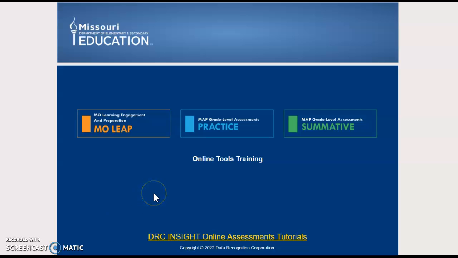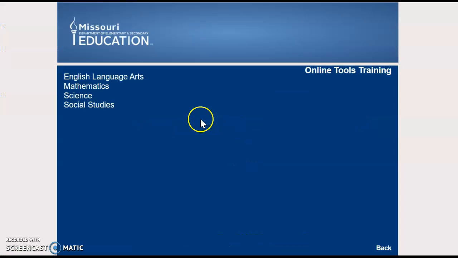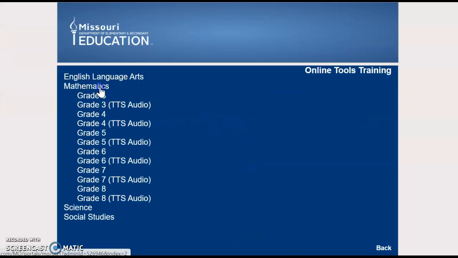Right, it's that time of year again when we start prepping for MAP testing. So we're going to click on Online Tools Training, and today we're focused on math. So we are going to click Mathematics, and then you're going to click the grade level that you are in. So 6th grade, you click grade 6, 7th, grade 7, and 8th, obviously, you are going to click grade 8. For this example, I'm going to do grade 7.